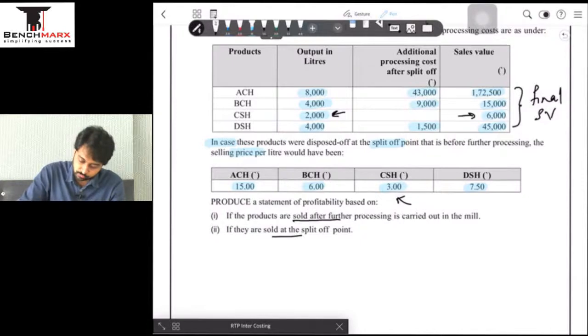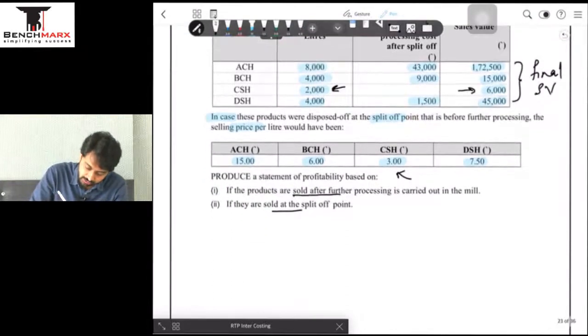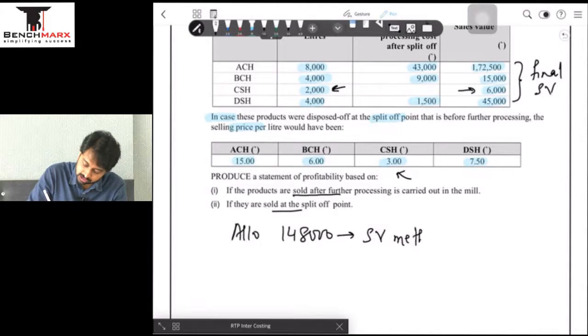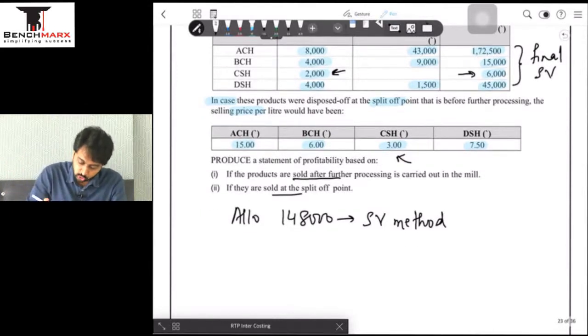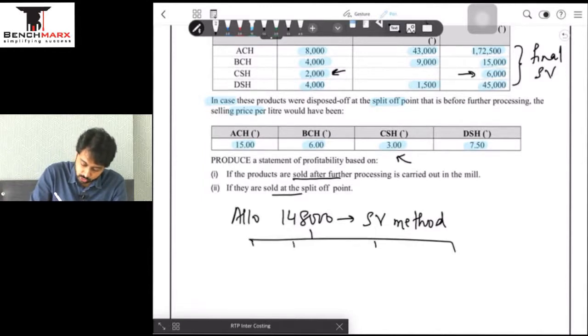Okay, all we have to do as a small working note is that we are going to allocate 148,000 on the basis of sale value method. First of all, has the question told me which system to use? No, but always prefer to use the sale value method first because that is the first preferred method, and then notional and then output method. So 148,000 is going to be allocated on the basis of the sale value method, and that is going to be to A, B, C and D.